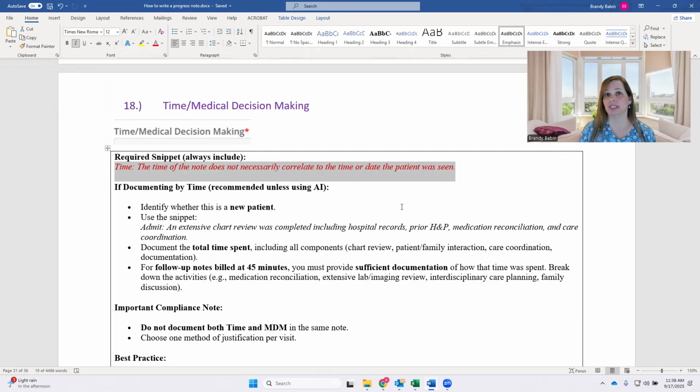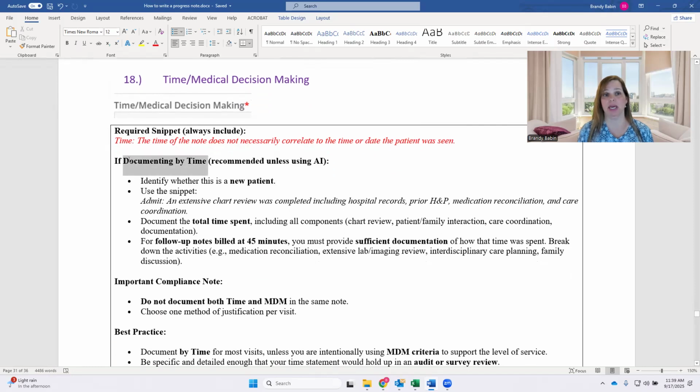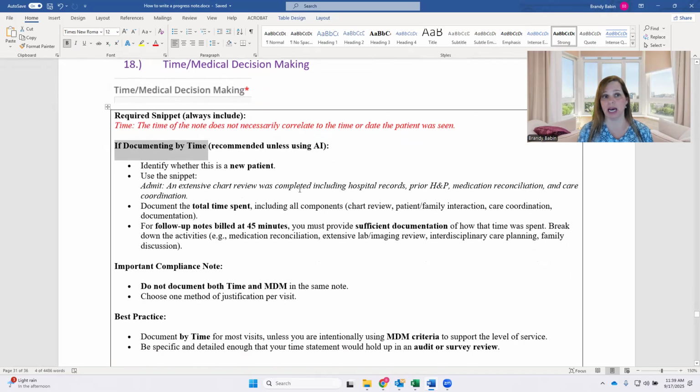So this is saying when it drops into PointClickCare tomorrow, it's not necessarily tomorrow that I did the note. It might have been today, and it might have been earlier this morning when I rounded. So you don't have to put the exact time. Otherwise, you'd be like 8:05, 8:20, 8:24, whatever. And you don't want to keep track of that. If you're documenting by time, and I'm recommending time for everyone unless you're using AI.